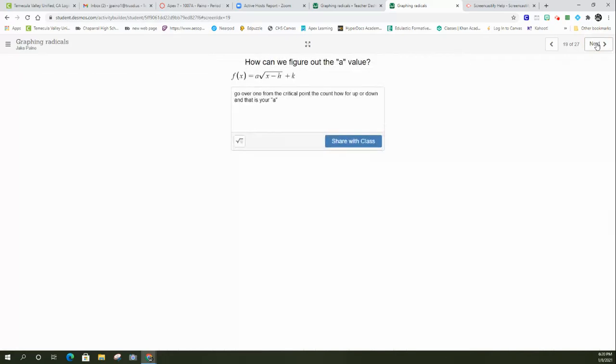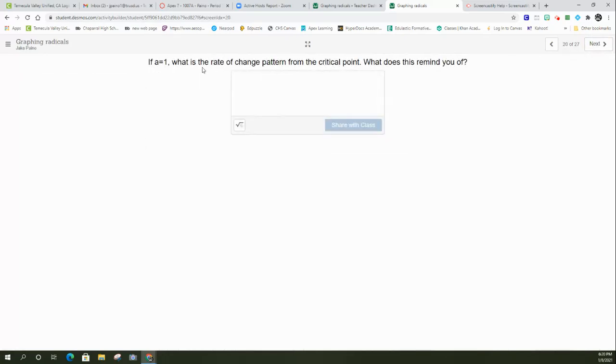Moving on. So if a is 1, what is the rate of change pattern from the critical point? So this is what I was trying to show you there. And so did we recognize something? Have we seen this before?